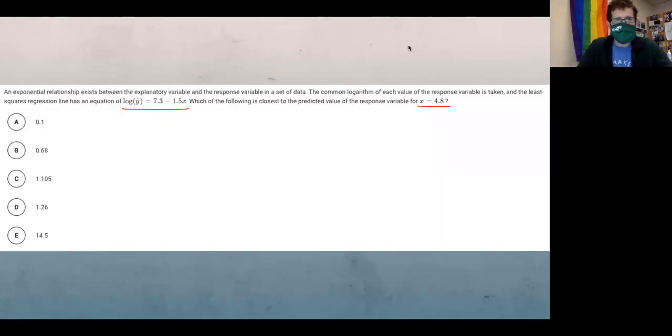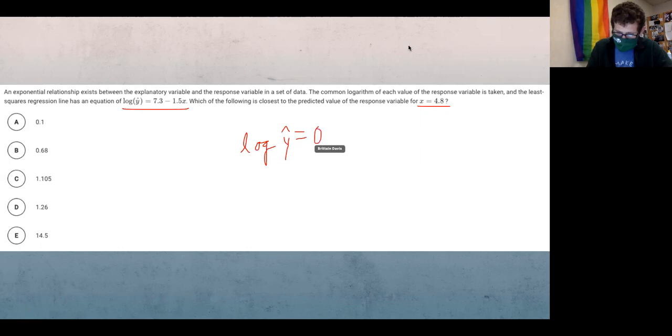So just to go through this one real quick, I'm not going to spend much time on it. If I plug 4.8 in for X, the right side evaluates to 0.1. So I'm going to get the log of Y hat equals 0.1. And what we need to remember is that to get Y hat on its own, we're going to raise, not E, it's going to be 10.